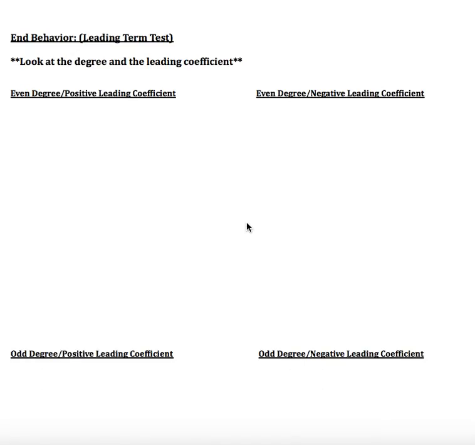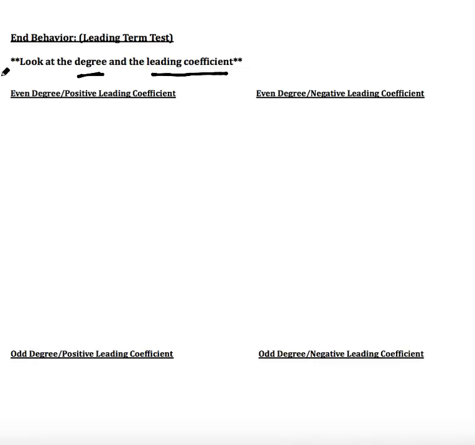Now we're going to discuss what's known as the leading term test. The leading term test is going to tell us about the end behavior of polynomials. So what's happening on the far left-hand side, towards the x values of negative infinity, and what's happening on the right side, when x values are close to infinity. Okay? In order to determine what's happening on the ends of these functions, we only need to look at the degree and the leading coefficient. So we only really need to figure out what the leading term is. Now, we have 4 cases.